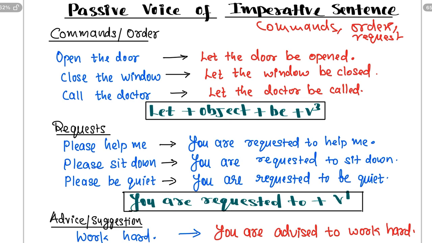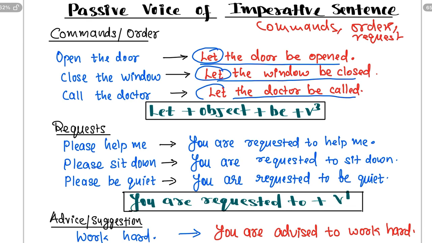For example, open the door. So here is an example of imperative sentence, a kind of order, you can say. Close the window, call the doctor. So how is it changed into passive voice? Open the door will be changed into let the door be opened. Close the window, let the window be closed. Call the doctor, let the doctor be called. So what we are saying here, we have introduced an extra word let in every sentence, and the verb everywhere is third form: opened, closed, called.